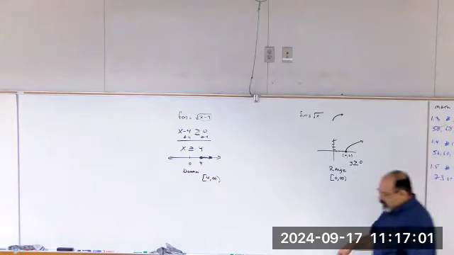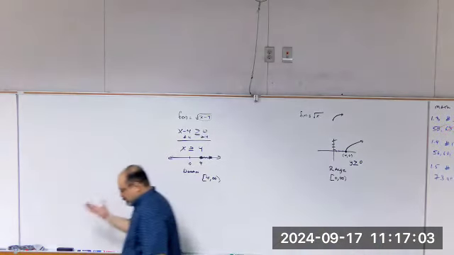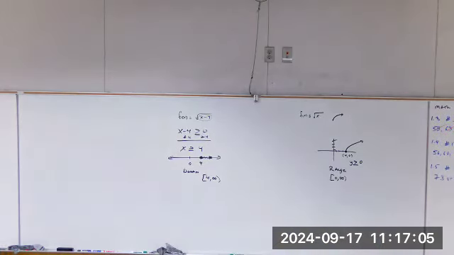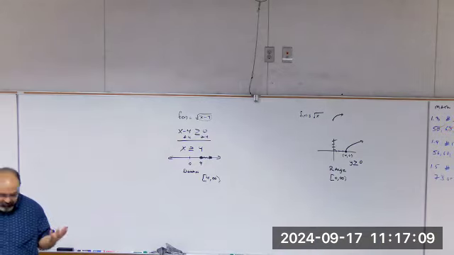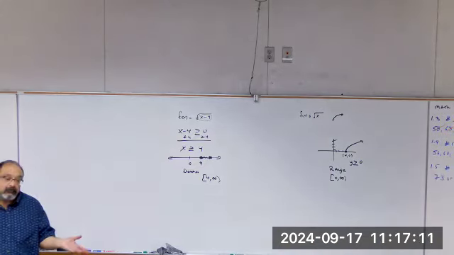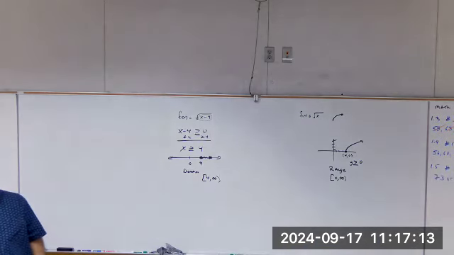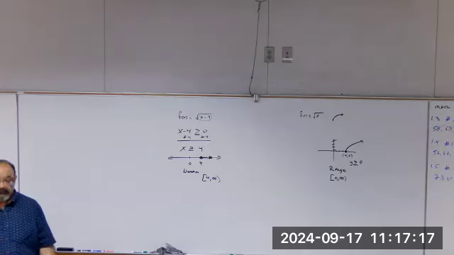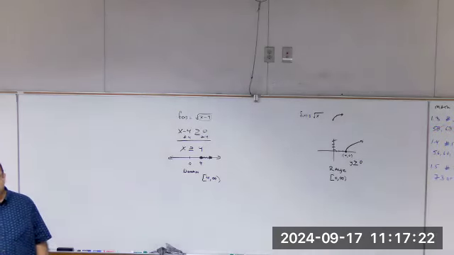Every set of ordered pairs is always called a relation. Everybody's a relation. Special sets are called functions if x doesn't repeat. So, how do you know x doesn't repeat? Well, here's a visual.